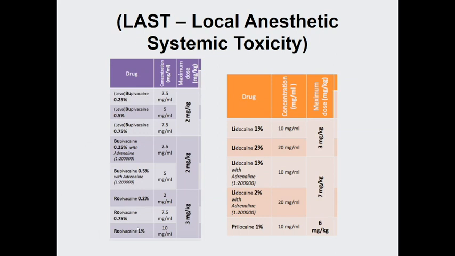So I told you that local anesthetics have maximal doses. The maximal doses are 2 milligrams per kilo for bupivacaine, 3 milligrams per kilo for ropivacaine, and 3 milligrams per kilo for lidocaine. If lidocaine is mixed with adrenaline, then the dose can be increased to 7. However, with bupivacaine, it doesn't matter whether you mix it with adrenaline or not, it's still 2 milligrams per kilo, because bupivacaine is the most toxic one.